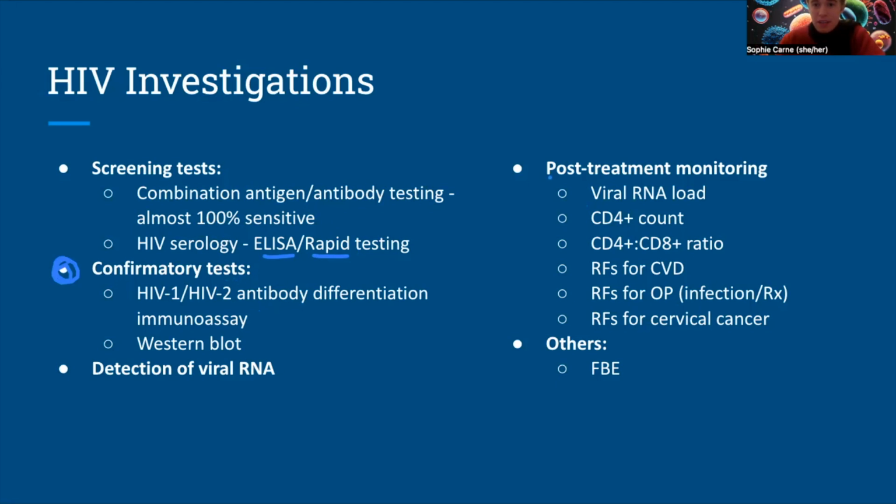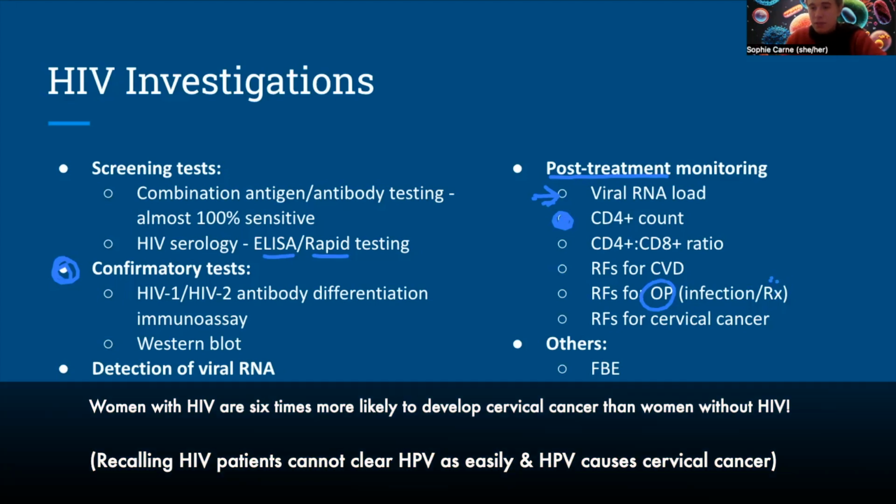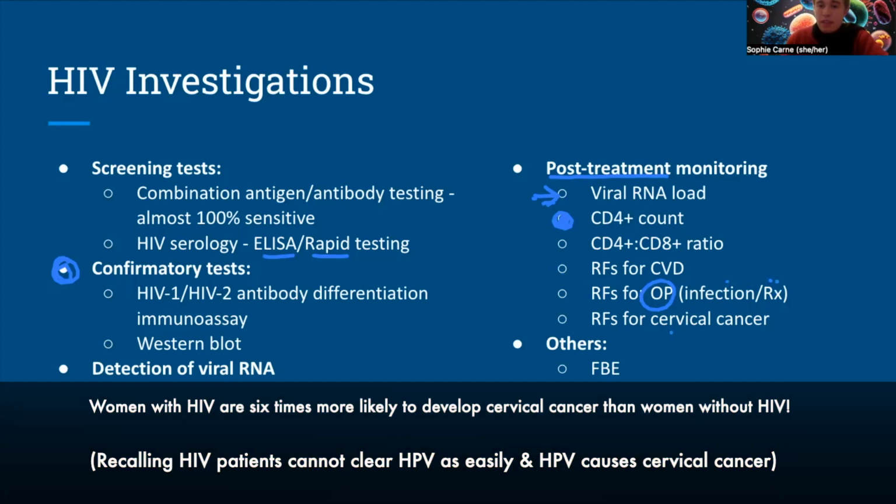Once they've started on treatment, the aim is to keep a CD4 count normal, so you'll be monitoring that and monitoring the actual HIV load through looking at the RNA. You also should monitor the risk factors for cardiovascular disease and for osteoporosis, and this is because the treatment basically causes osteoporosis in your bones sometimes, and because of infection.